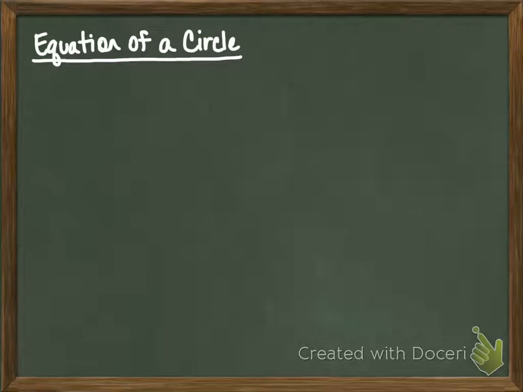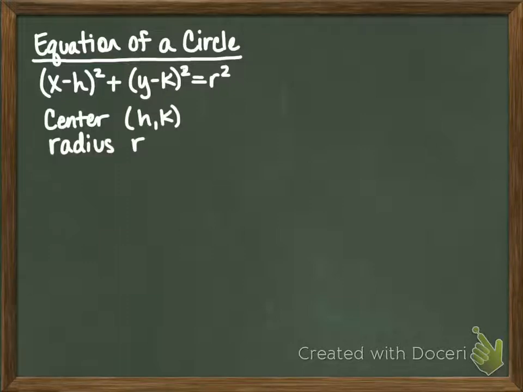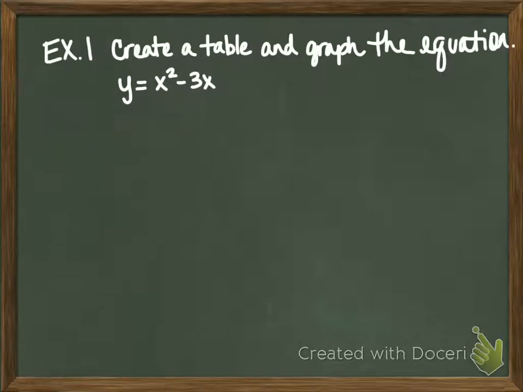The equation of a circle is (x minus h) squared plus (y minus k) squared equals r squared, where (h, k) is the center of the circle and r is the radius. So let's look at a few examples using this information.